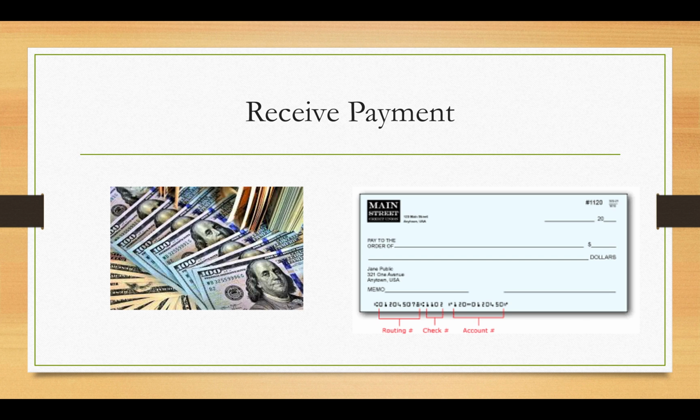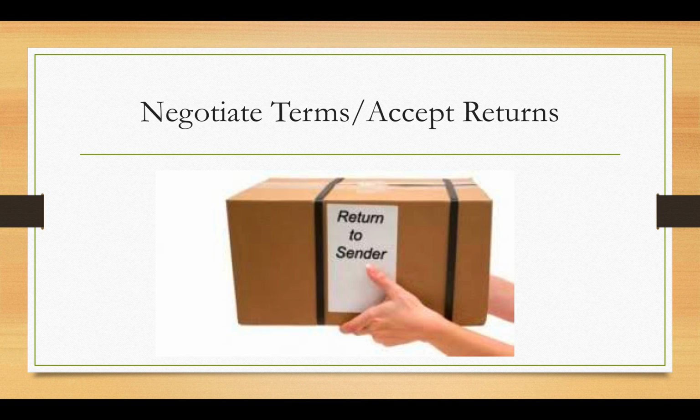So I have pictures of cash here and a picture of a check. There are many other ways to pay. As you all know, we could pay through PayPal or some electronic system. But ultimately, we're going to receive payment because we've completed our legal obligation by delivering the goods. So remember, we're getting paid because we delivered the goods, not necessarily because we had an order.